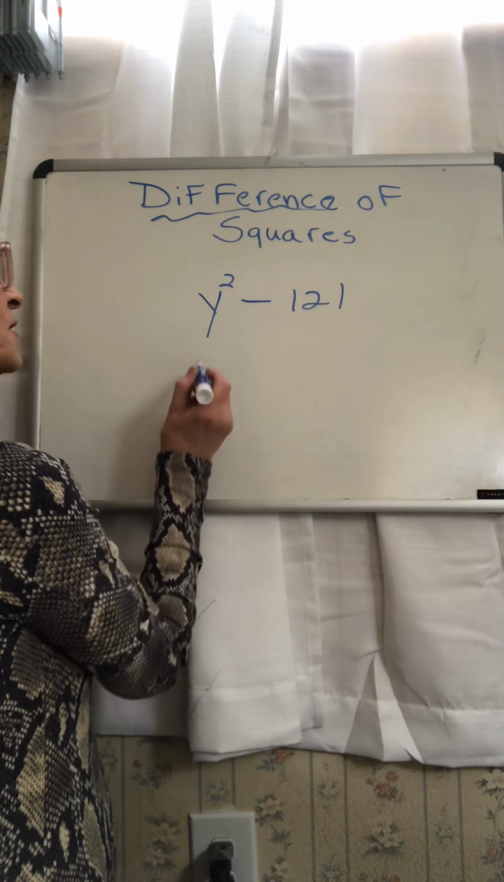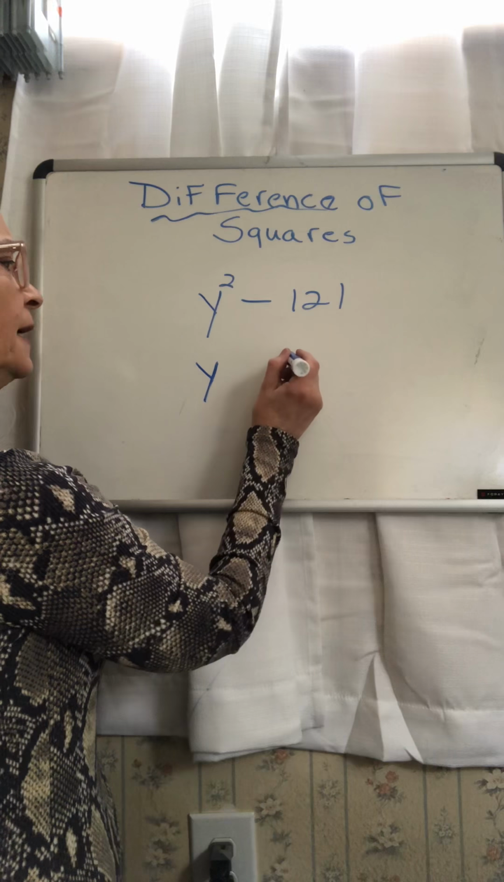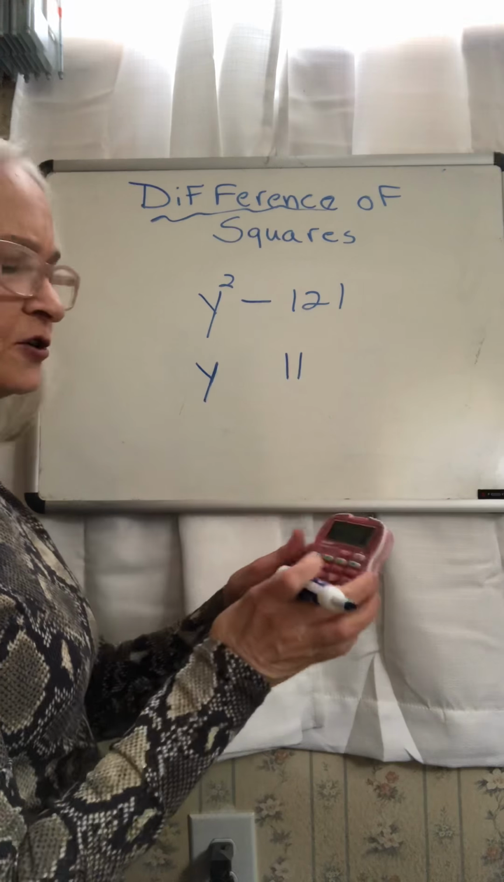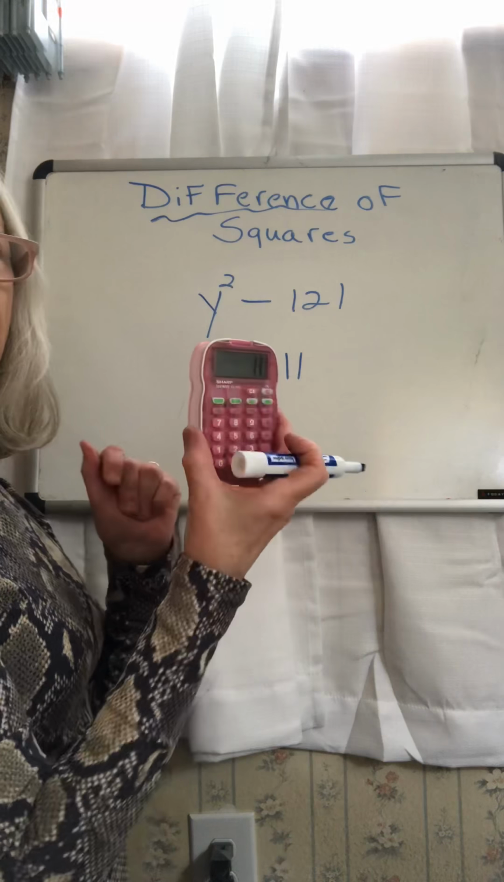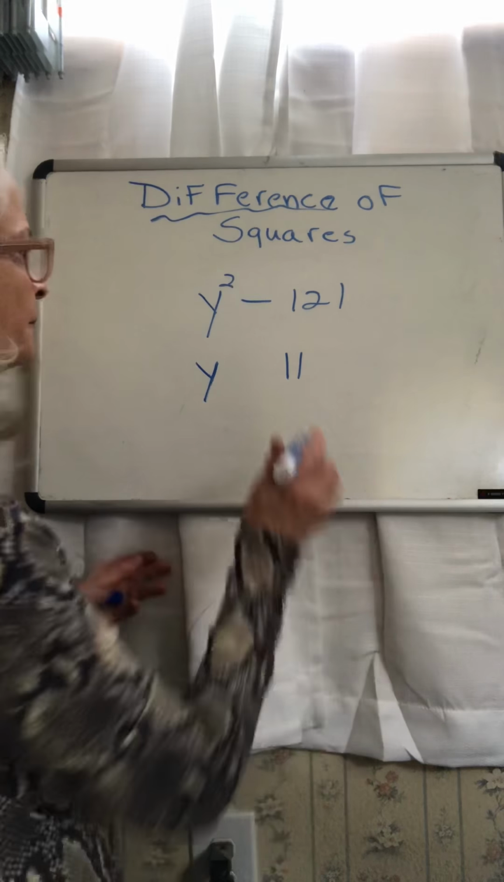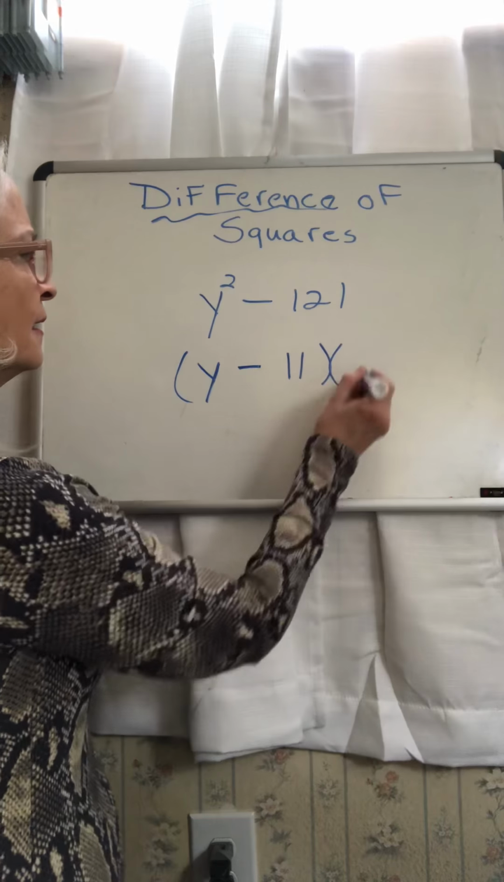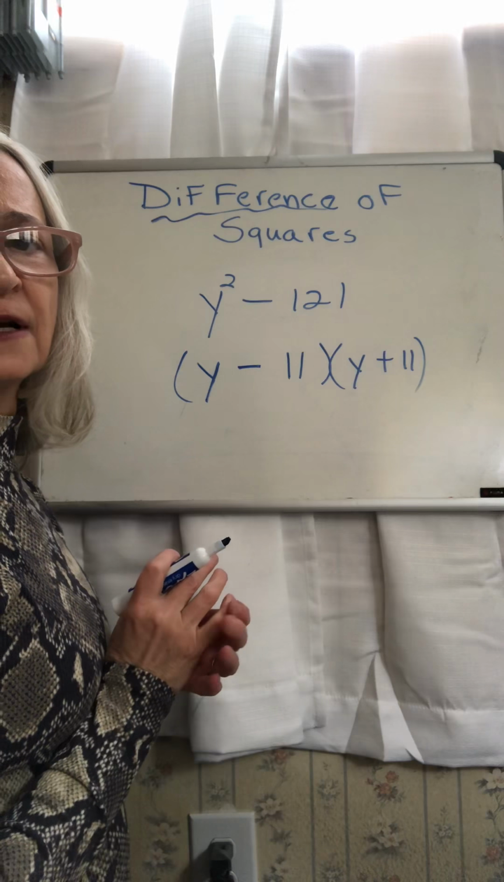Perfect square of y squared would just be y. Perfect square of 121 is 11. Now, if you didn't know that, that's the perfect time to use your calculator. 121, square root sign, 11 comes up. So you're going to have a negative sign, and then you're going to have a positive sign.